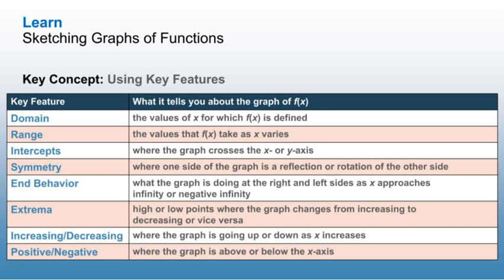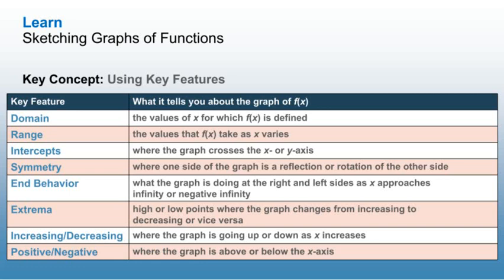These are the key features: the domain, which is referring to all the values of x. The range are all the values of f of x, or think of our y coordinate. The intercepts, where is it across the x and y axis? Symmetry, is there symmetry? And if so, is it reflection or is it a rotation?